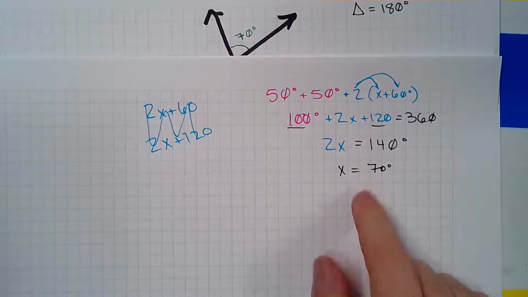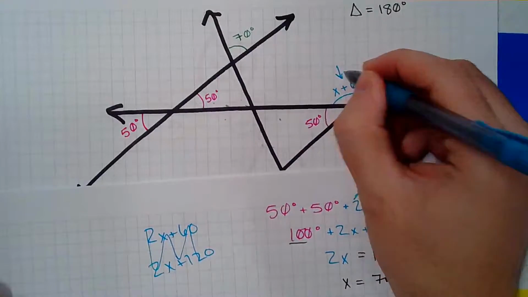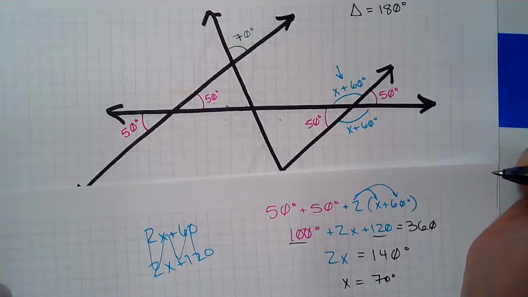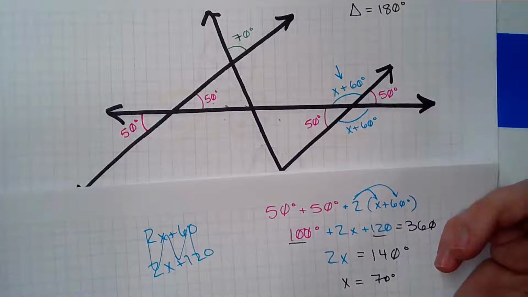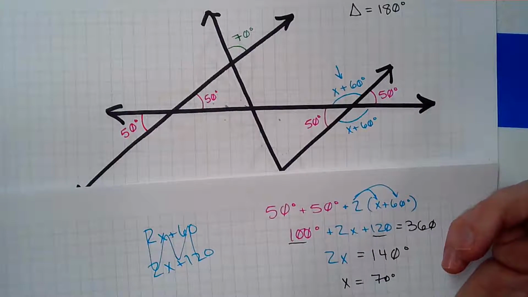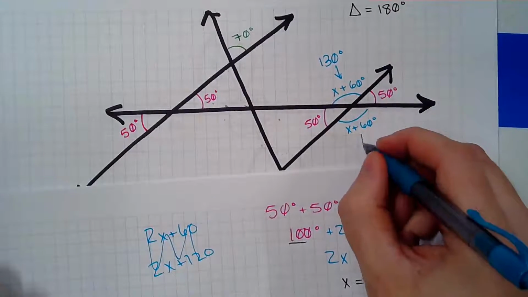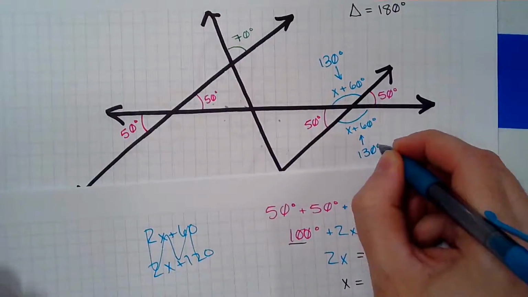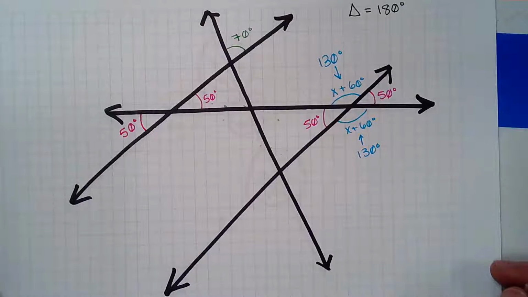So x is 70. So if x is 70, what does that tell us this whole thing is right here? Yep, so 70 plus 60 is hard to do in my head, but I can do 60 plus 60. That's 120. Add 10 more, 130. That means this is 130. Now we're cooking with fire. All right. See any other 130s?